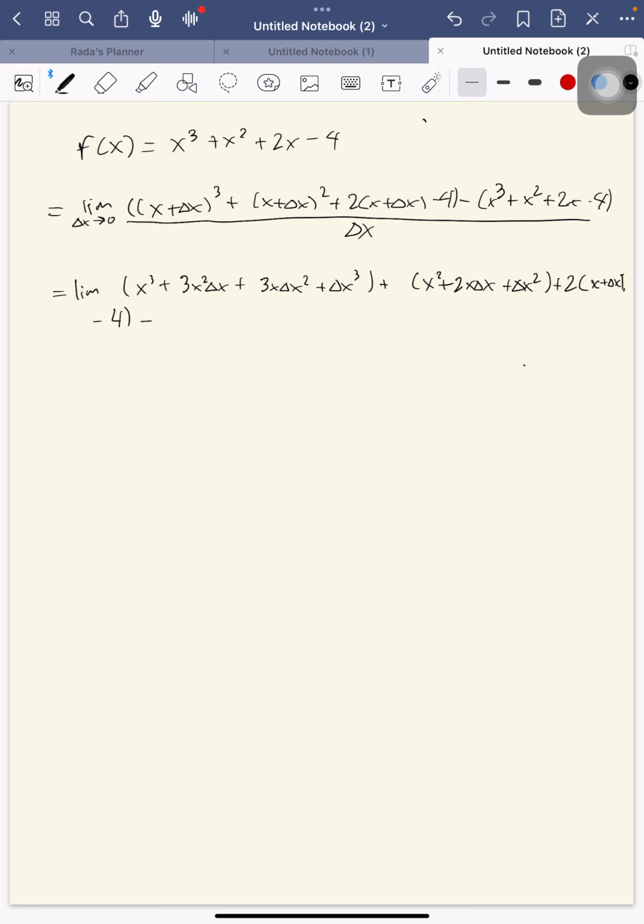Negative times x cubed is negative x cubed. Negative times x squared is negative x squared. Negative times positive 2x is minus 2x. Then negative times negative 4 is positive 4, as delta x approaches 0.